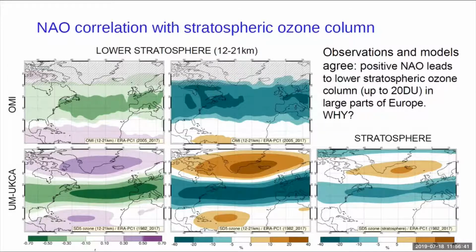So we can then extend this information with our model and say, okay, this is what happens in the lowest stratosphere, but what happens in the full stratosphere, from the tropopause to the top of the model? So we see that the signal is still there, but it's much reduced in magnitude. So this suggests that the driver of this signal originates in the lowest stratosphere, but it has an impact on the full stratosphere. So why does that happen?